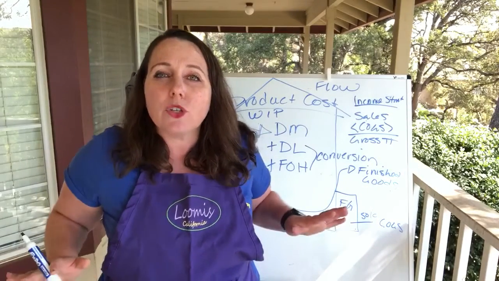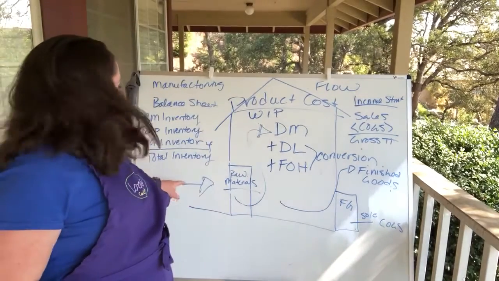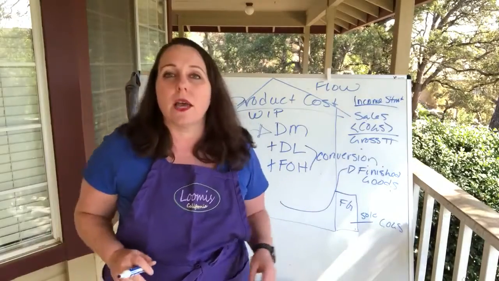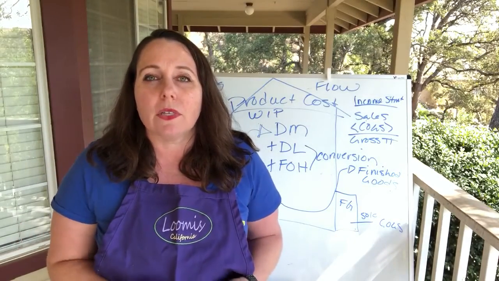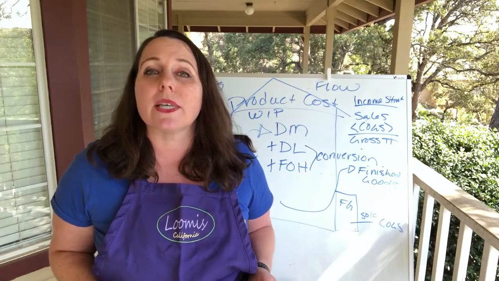All right, so that's your overview. Now we're going to talk about each of these areas separately. Raw materials, WIP, and finished goods, and the cost of goods sold. We're going to break those down in some future videos. And then we're going to go through an example together.